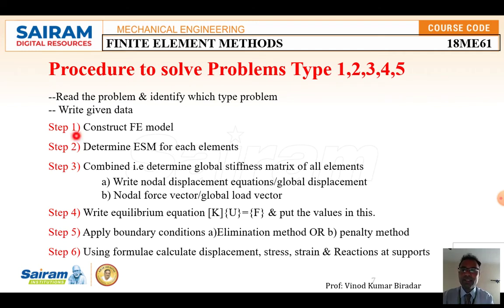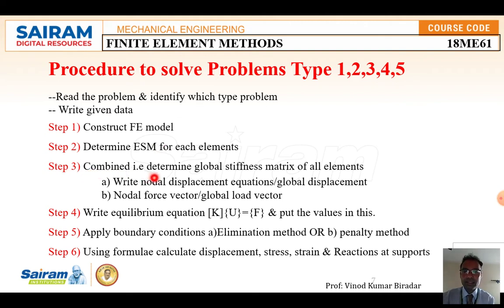The second step is to determine the ESM for each element. ESM is the element stiffness matrix that you have to calculate. The formula for the element stiffness matrix for a 1D bar element is K = AE/L [1 -1; -1 1]. Coming to the third, that is step 3.